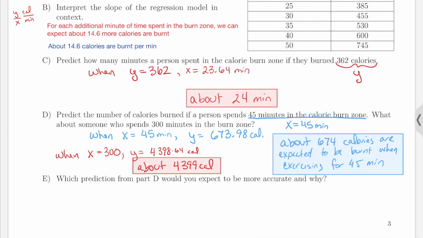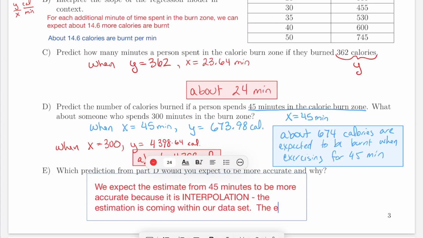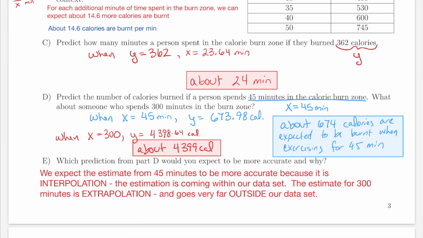So for this last one, which prediction would you expect to be more accurate? Well, we would expect the 45-minute one to be more accurate because it's interpolation. It's inside the data set. It's actually very close to the center of our data set. If we're making a prediction from within the data set, we can usually feel more confident than if we're making a prediction for very far outside. Sometimes we want to predict the future, and that's fine, but just know that that's not always overly accurate.